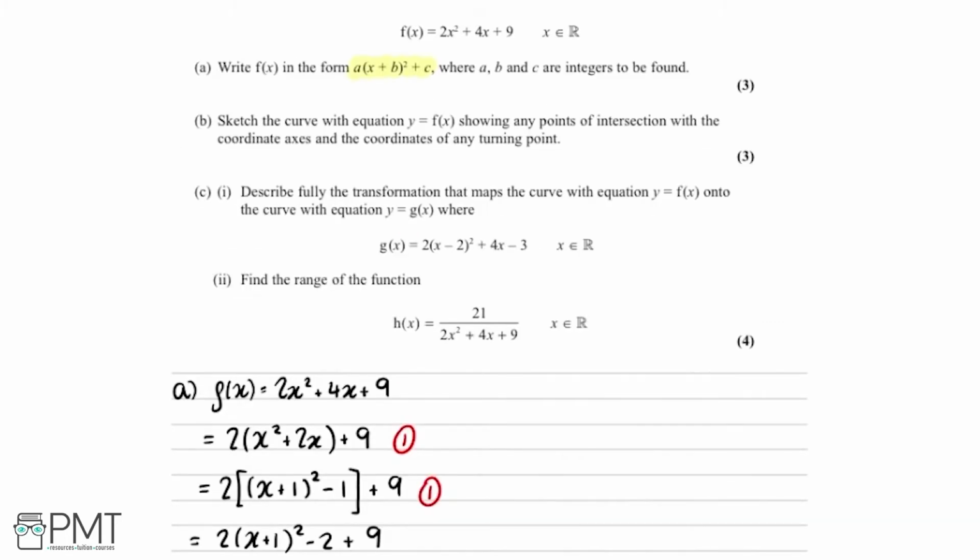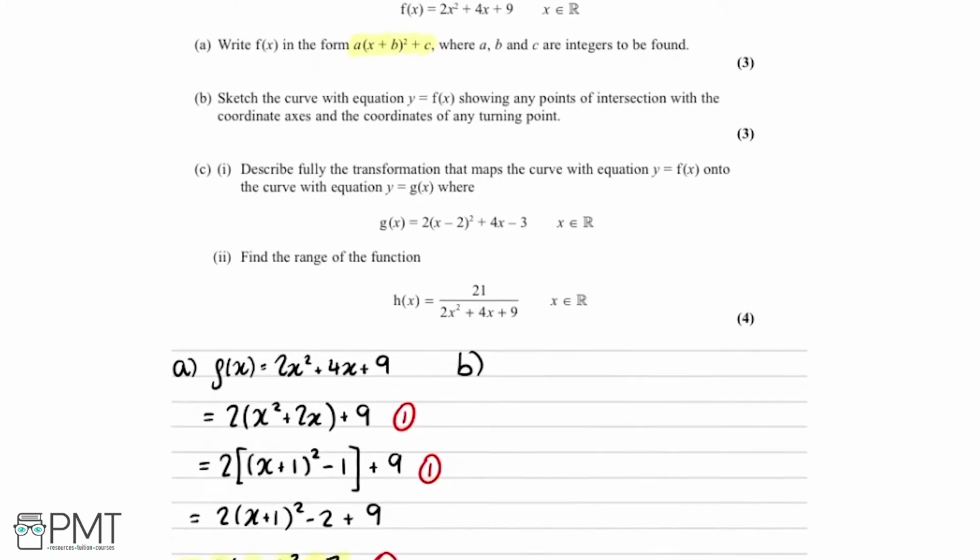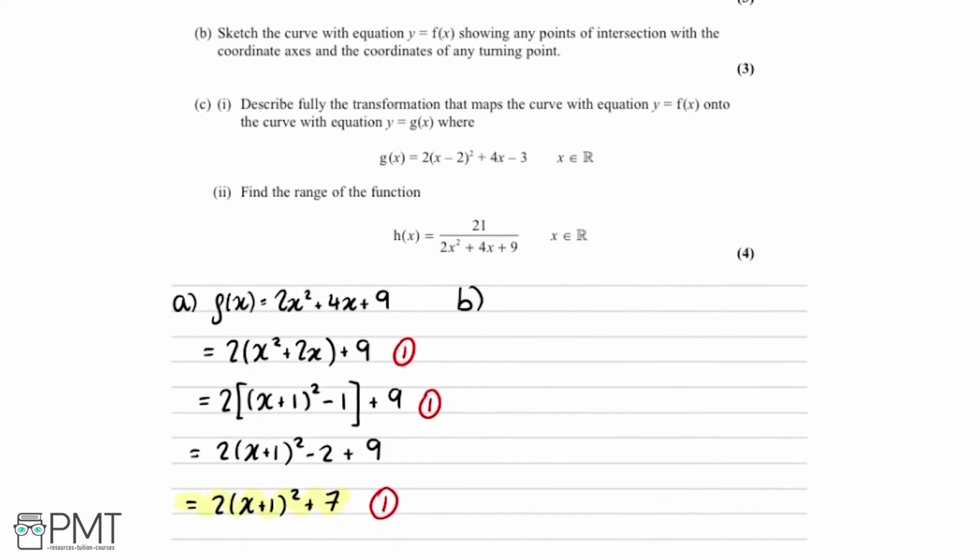Great, so now for part B, we need to sketch the curve with the equation y equals f of x, showing any points of intersection with the coordinate axes and the coordinates of any turning points. And again, this is 3 marks. Okay, so y equals f of x, so I'm going to write it out as an equation of y. So we've got y equals, and we completed the square in the previous part.